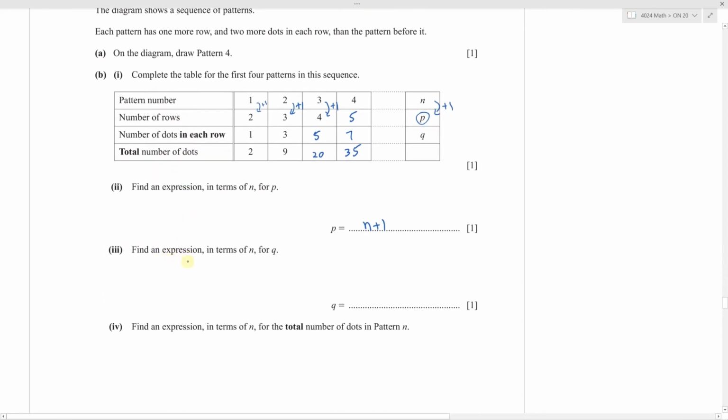Next part is find an expression in terms of n for q. So q is what? Q is the number of dots in each row. So let's call it d. So d1 is the number of dots in each row for pattern number 1. You have 1 here. d2, you have 3, which is 1 plus 2. You'll see that the difference is constant, plus 2, plus 2, plus 2.